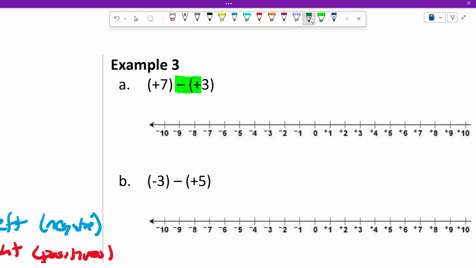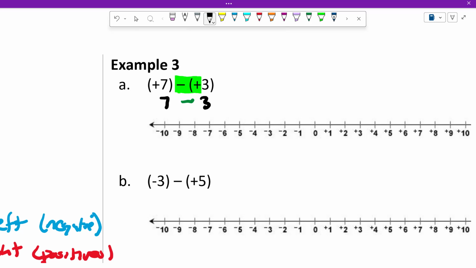Minus, right? So that's a minus sign. Now we drop down the numbers. We have a 3 here, and we have a positive 7. So we don't need to show the plus sign because it's a positive 7.